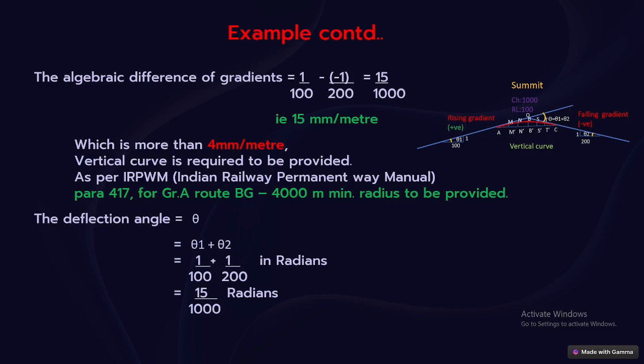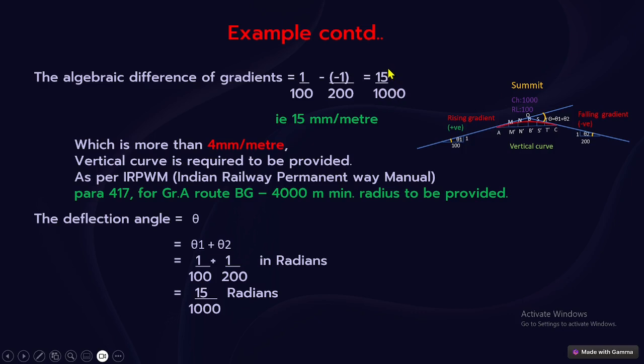Here it is the algebraic difference. The algebraic difference means we have to do the difference including the sign. Normally, as I already discussed, we give the positive sign for the rising gradient and negative sign for the falling gradient. So with that we do the difference. 1 in 100 rising gradient is positive, then minus of minus 1 by 200. Since it is a falling gradient, we give the minus sign to 1 by 200. If we sum up, we will get around 3 by 200, and finally we convert the denominator to 1000, because 1 meter is 1000. So we get 15 as the numerator. So 15 by 1000.